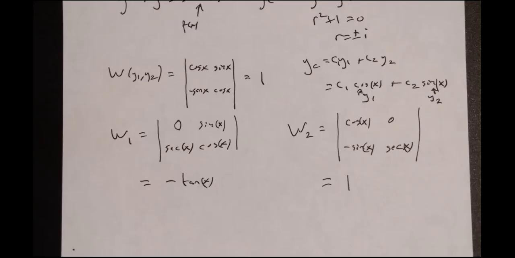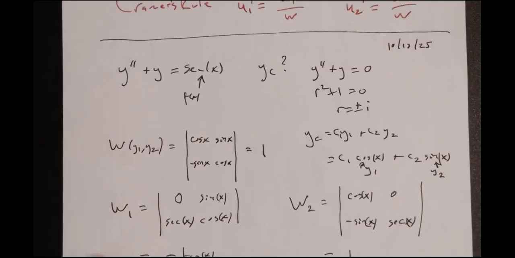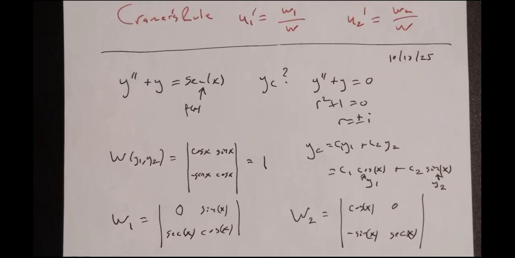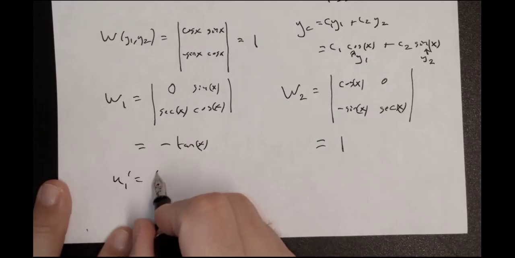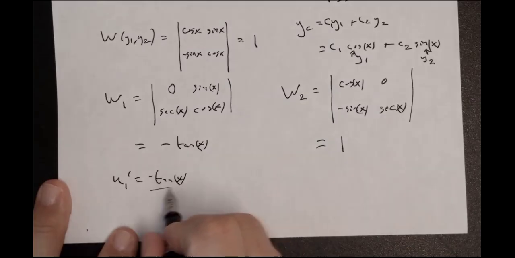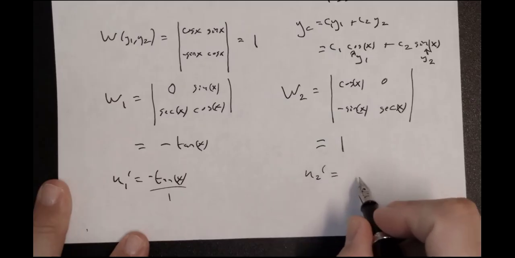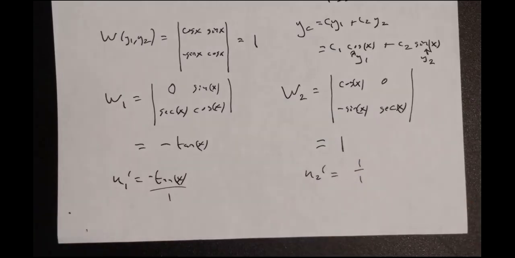According to the formula up here, U1 prime is W1 over W, and U2 prime is W2 over W, but W is just 1. So I get U1 prime is negative tangent of x over 1. U2 prime is 1 over 1. I know how to integrate. What's the integral of 1?